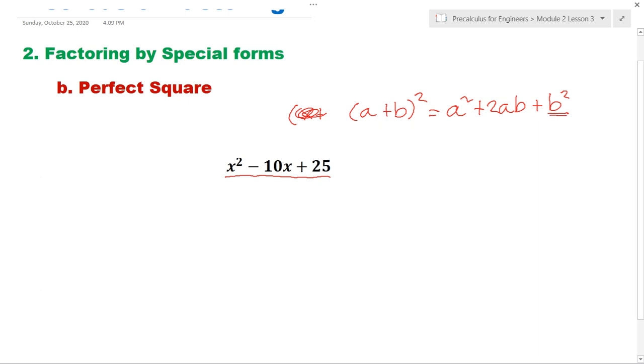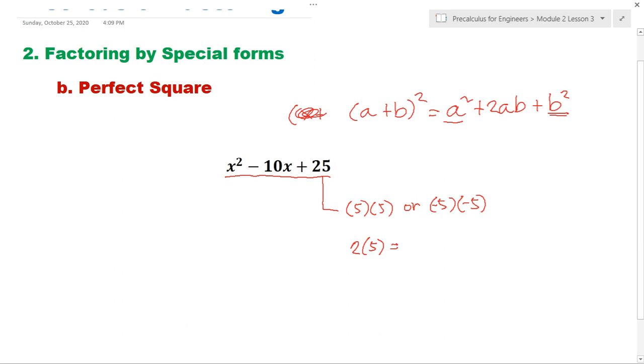So, let's check. 25, is this a perfect square? Yes, because this is the product of 5 and 5, or negative 5 and negative 5. How about the first term, a squared? Of course, we have here an invisible 1. So, 1 squared times 1 times 1 is 1. But, in order to prove it that this is a perfect square, you need to verify that the middle term should be twice the factor of the last term. So, here is 5.